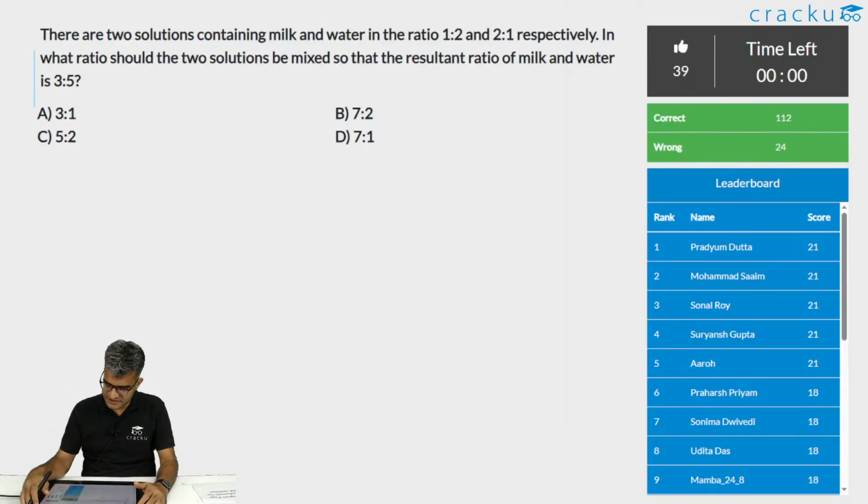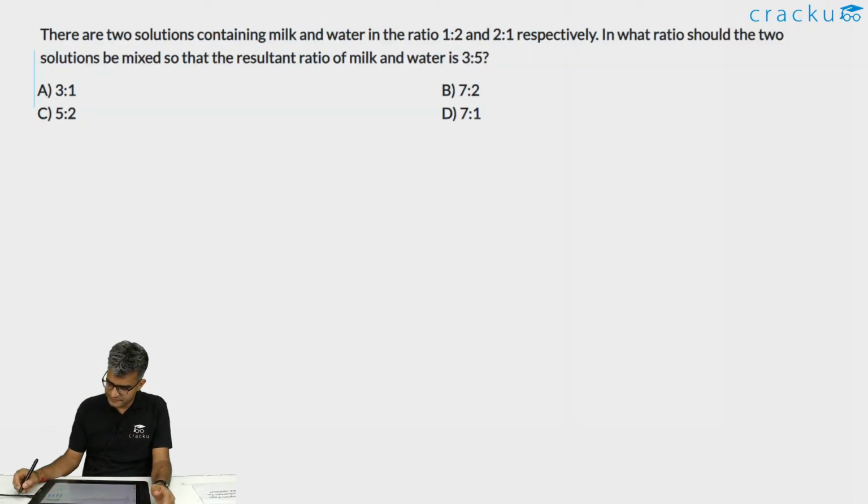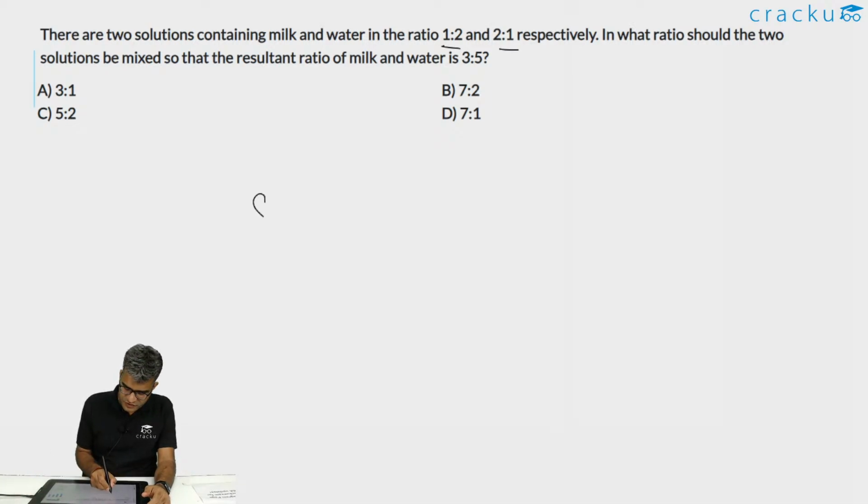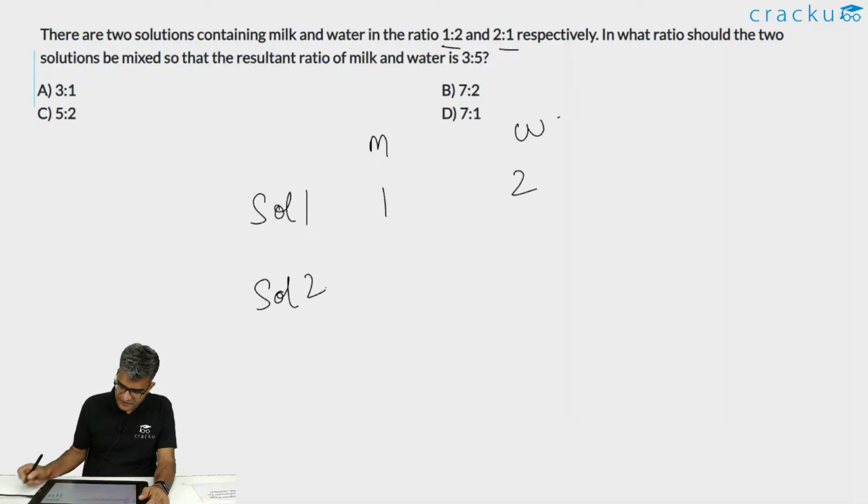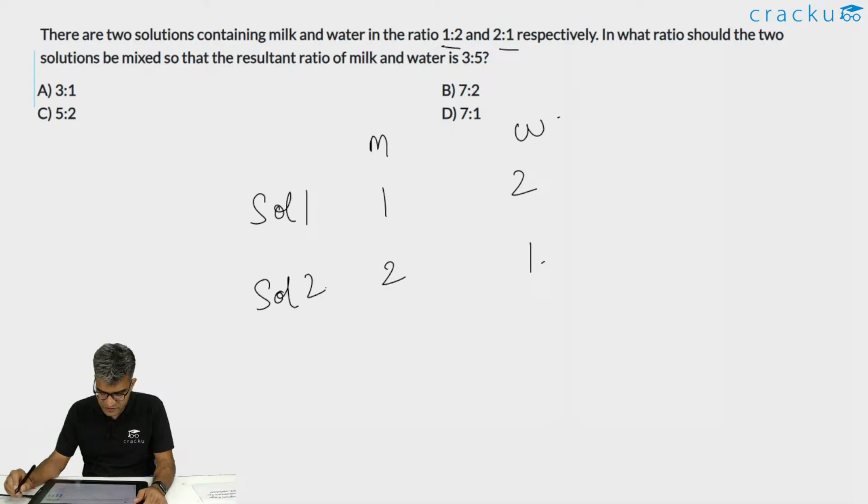Okay, let me answer this question. There are 2 solutions containing milk and water in the ratio of 1:2 and 2:1. So this is solution 1. We have milk and we have water. Milk and water is in the ratio of 1:2. And we have solution 2 where milk and water is in the ratio of 2:1. In what ratio should they be mixed so that the resultant ratio of milk and water is 3:5?